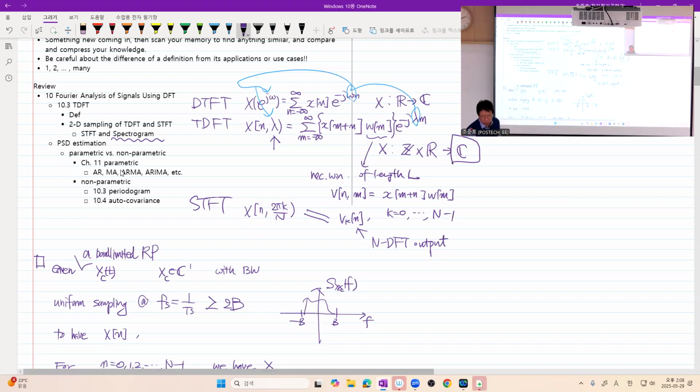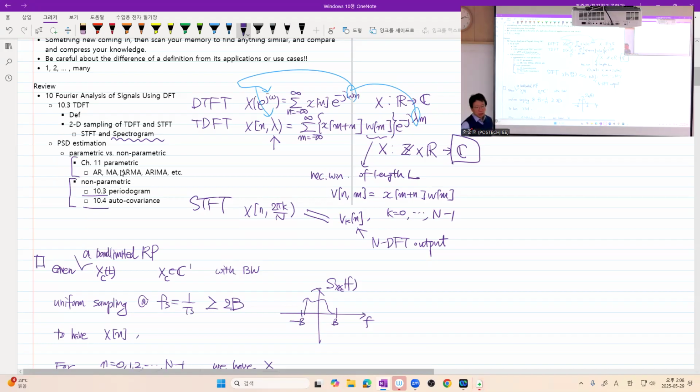Then we move to section 10.3 and 10.4. The most confusing part of this one is that actually we have a bigger picture. So this is the topic of chapter 11, and these are the topics of section 10.3 and 4. How can you group this?